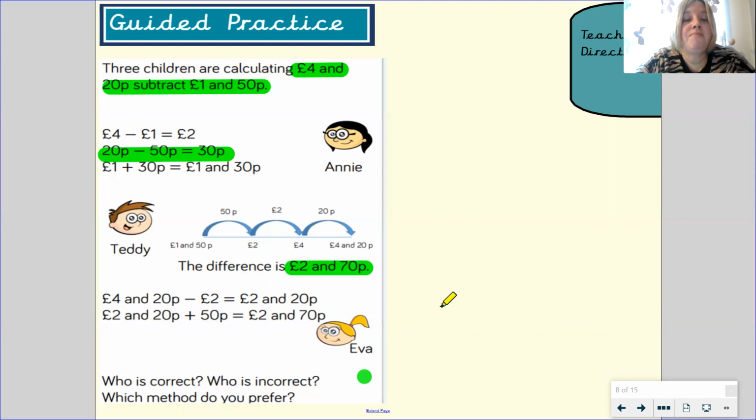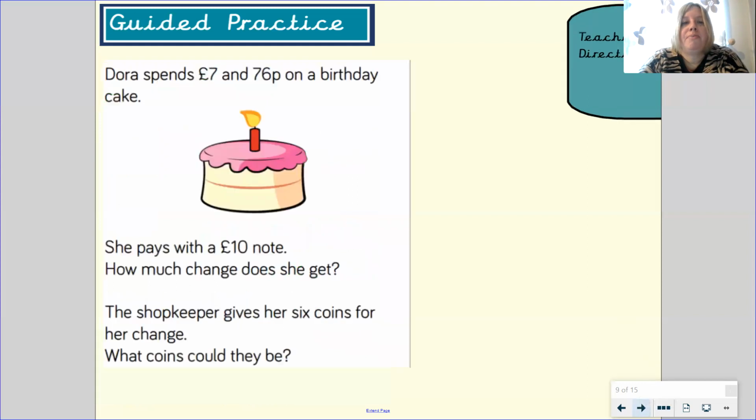Let's look at Eva's method. Eva says £4.20 take away £2 equals £2.20. Then she's added the 50p, which she's left to the side for now, to the £2.20 to give her £2.70. So Eva has also found the correct answer. Which method do you prefer? I like Teddy's method best of all because it helps me to partition the numbers and to break them down into smaller steps to help me to find the total.